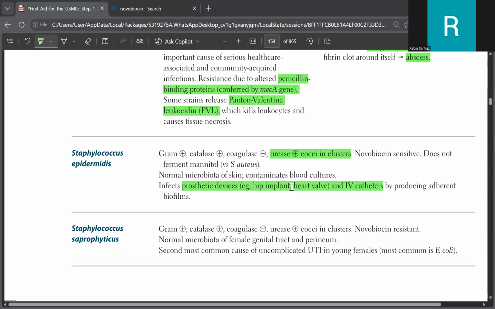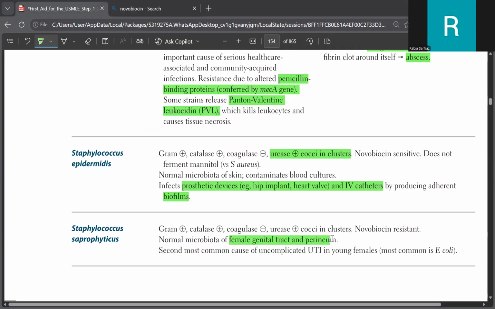So producing biofilms is an important distinguishing point for Staph epidermidis. Then we have Staph saprophyticus, which is again gram-positive, catalase positive, but coagulase negative, and urease positive cocci in clusters. It is novobiocin resistant in comparison to Staph epidermidis, which is novobiocin sensitive. It is present in normal microbiota of the female genital tract and perineum.